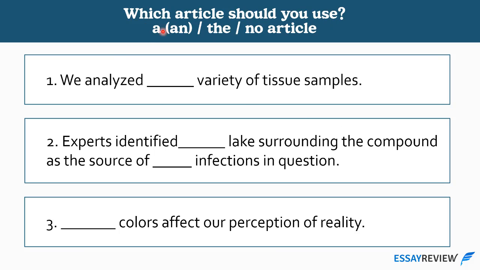Okay, so which articles should you use here? A, an, the, or no article? Don't look at your paper. How about number one? We analyzed a variety. It's sort of an idiom too, but any variety. We analyzed a variety of tissues.